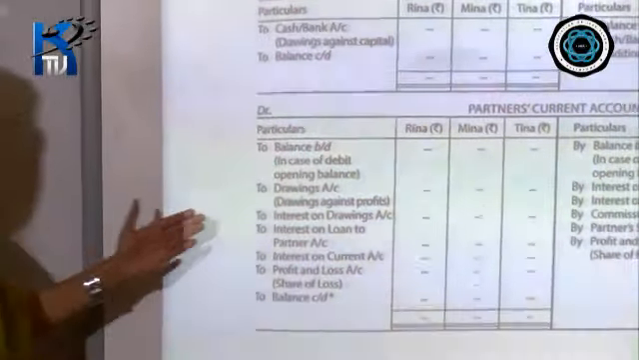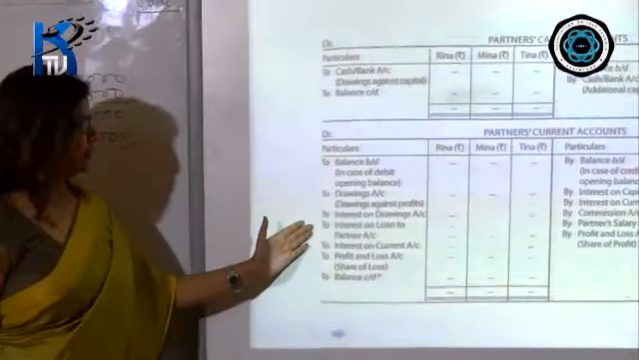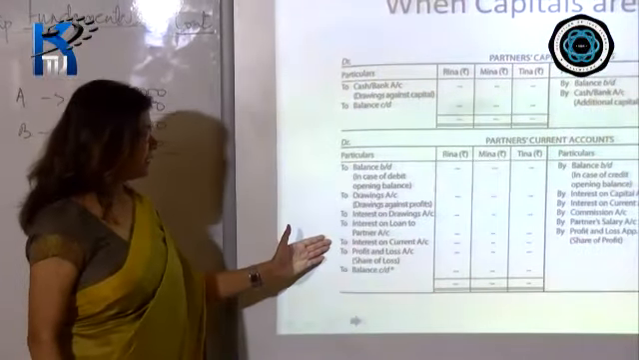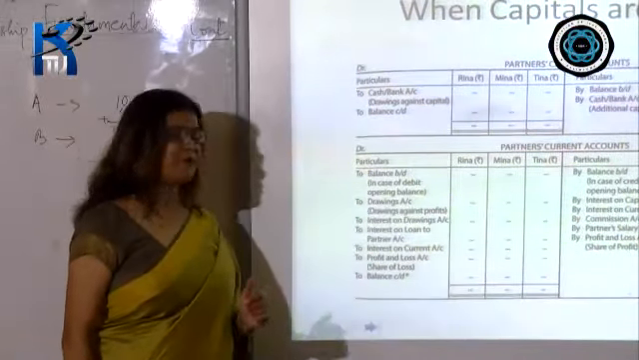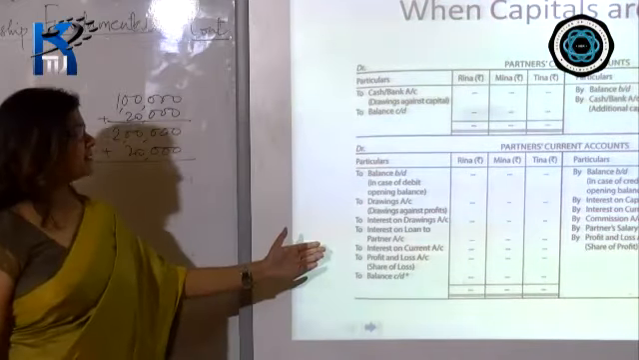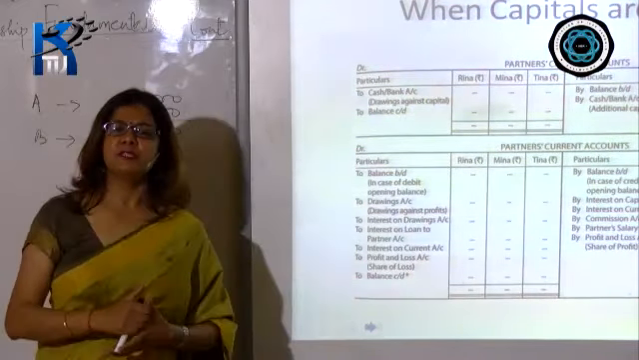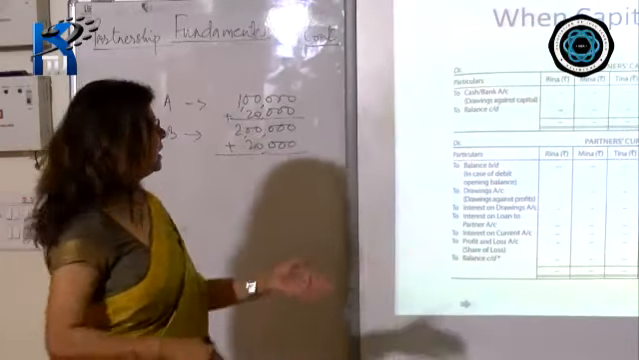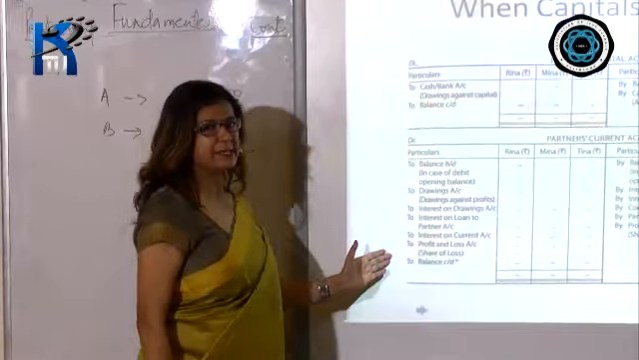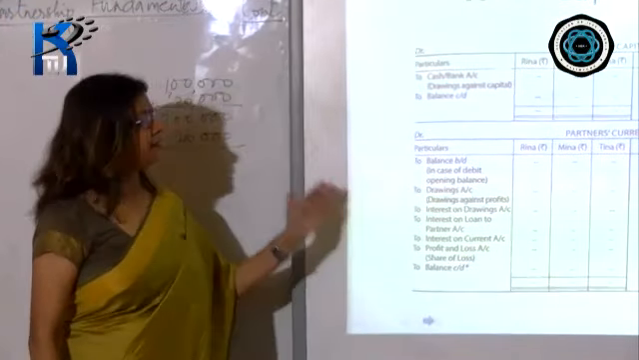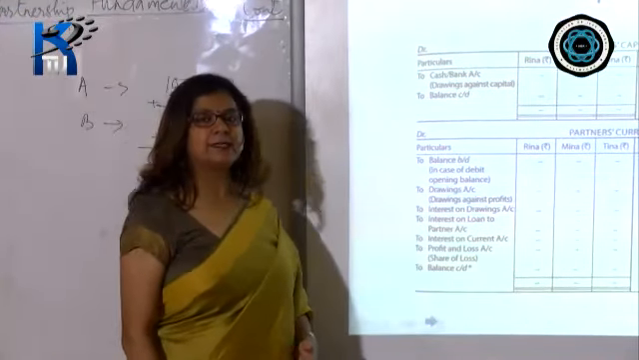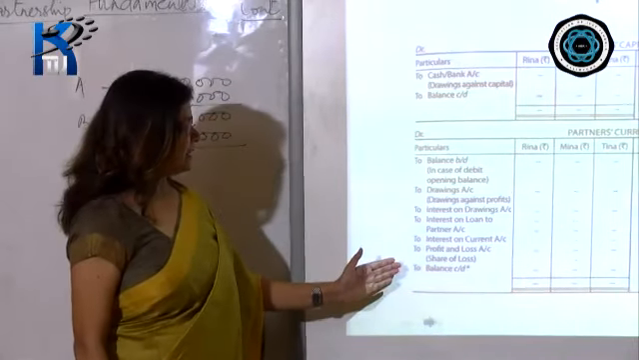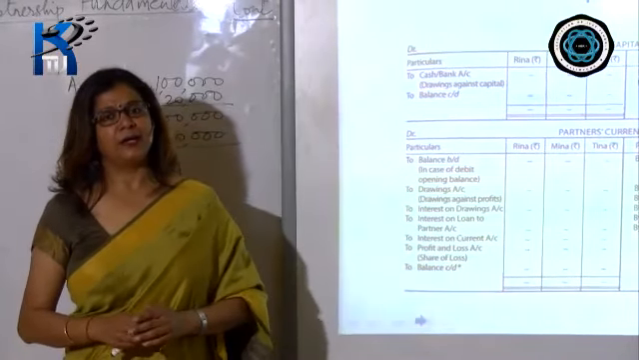So, that also comes under current account. And then interest on current account and then share of profit and loss. So, this side is the losses. If instead of divisible profit, the firm has divisible losses, it will be written on the debit side. Losses come on the debit side, the profits come on the credit side. And whatever is the balance, that will be the balance of the current account.